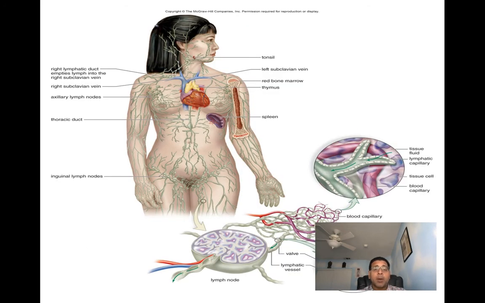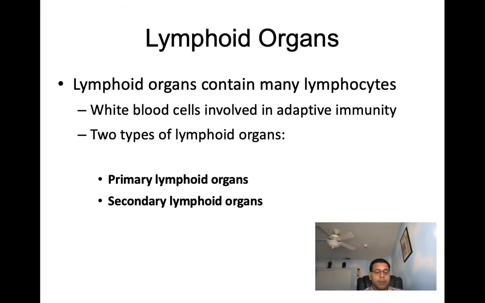Next then, let's check out our lymphoid organs then in greater detail. And let's talk about our lymphoid organs. Now, when we talk about our lymphoid organs, they contain a large quantity of lymphocytes. Lymphocytes are going to be the type of white blood cell that's responsible for adaptive immunity.